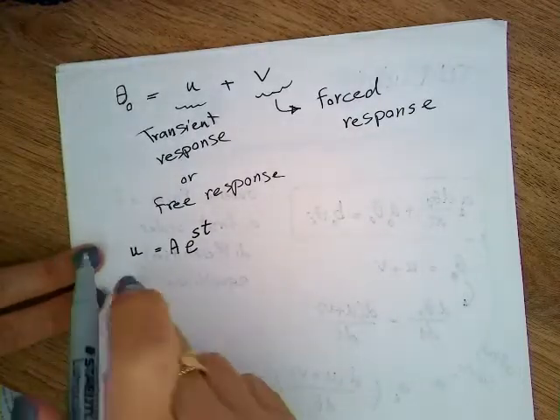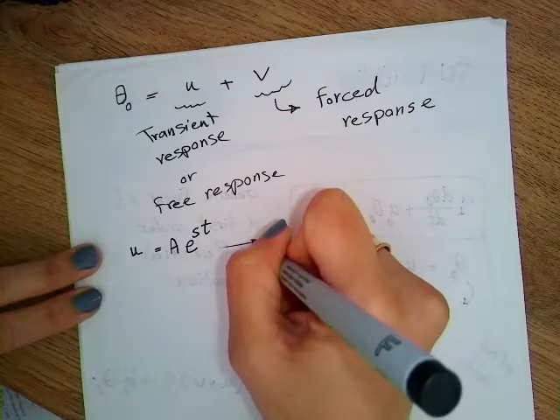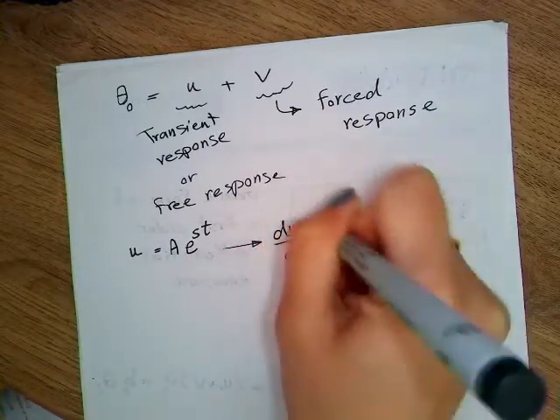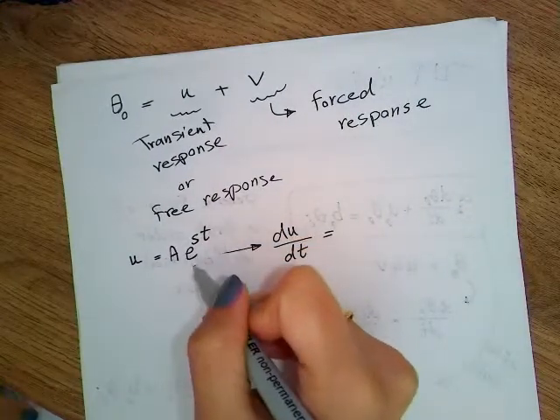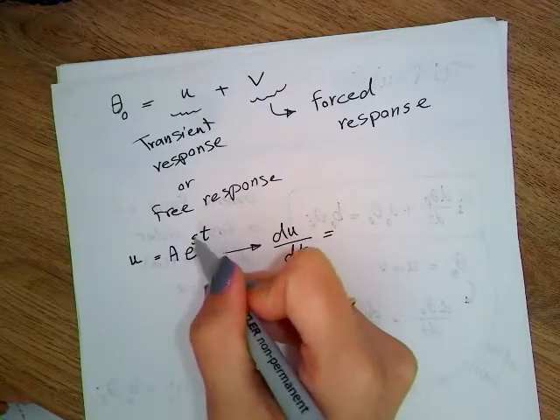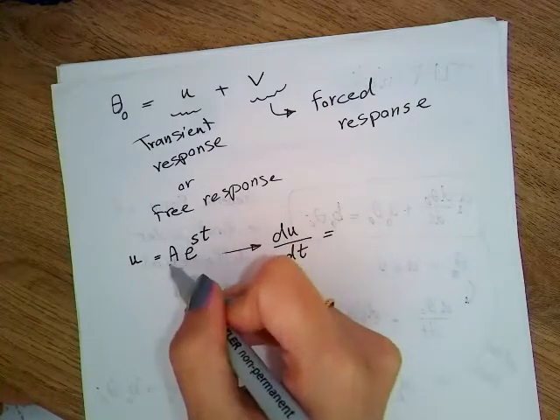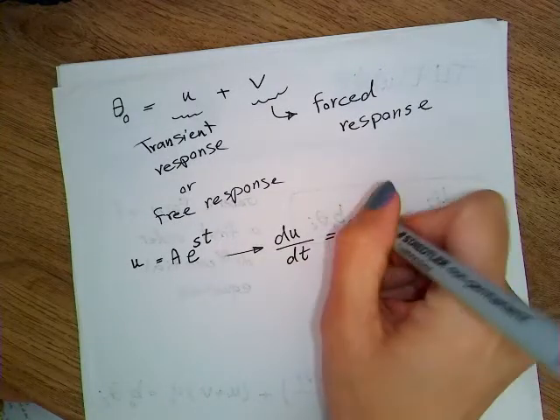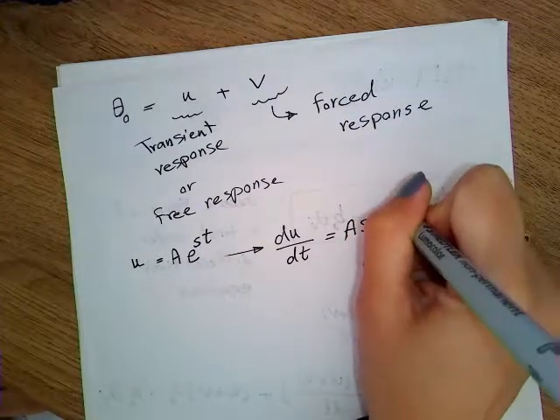Now, when I'm looking at it, if I take the derivative of both sides, I'm going to have du with respect to time equal to, you know that when we are doing the derivative for exponential functions, the constant that is being multiplied in the t comes out, and then we have another constant here. So we have A, and then we have the s coming out, and then we have the e repeated.